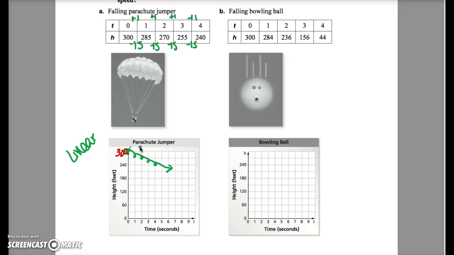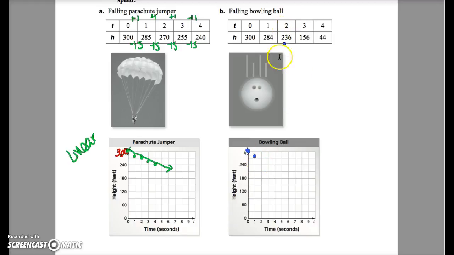Now let's look at the bowling ball. Okay, it looks like the graph is the same. It goes by 60s up and by 1s along the bottom. So let's graph these. At 0 seconds, it was at a height of 300. So right here. So they both started falling from the same height. At 1 second, it was at 284, which is about right there.